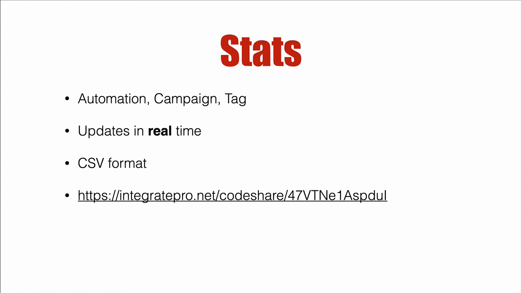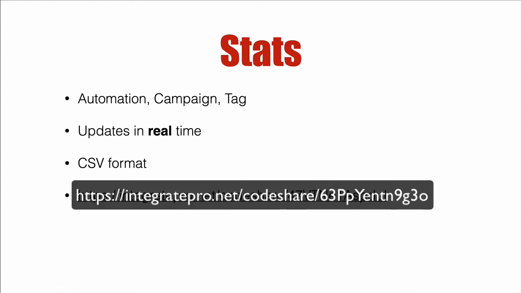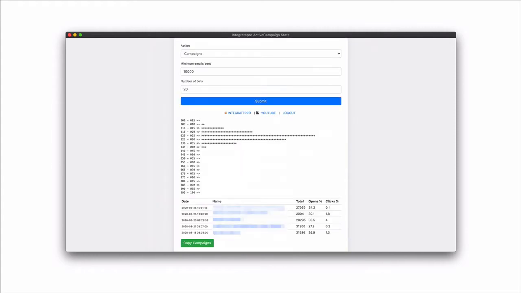It gets exported in CSV format, which means you can drop it into a spreadsheet super easy. At the very bottom there is the link you're going to want to copy the code from and put on your site. So let me show you an example of what this looks like. We can extract automations and it'll give us all the names, the URLs, and the status, whether it's active or inactive. Campaigns. We can specify a minimum number of emails to be considered as part of this. And then we can divvy up the report so we can look at it a little more granularly.